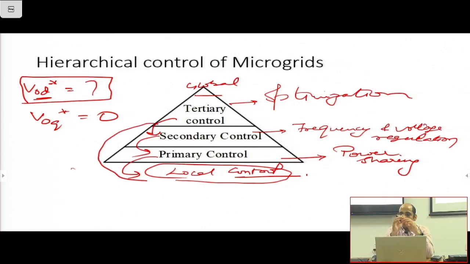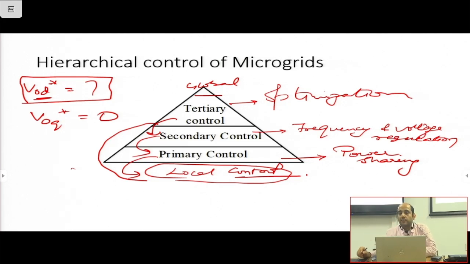Okay. Now the local is the one which maintains the desired voltage and the desired frequency, at VOD star at some value and VOQ star at some value. The question is, how do you get that value? And then it maintains a certain output frequency, 50 Hz. How do you know that you have to maintain 50 Hz? Do you think 50 Hz is the best case, or do you want to change? Those references would come from the primary control. And then the reference to the primary will come from the secondary control, like that. So this hierarchy will be maintained.